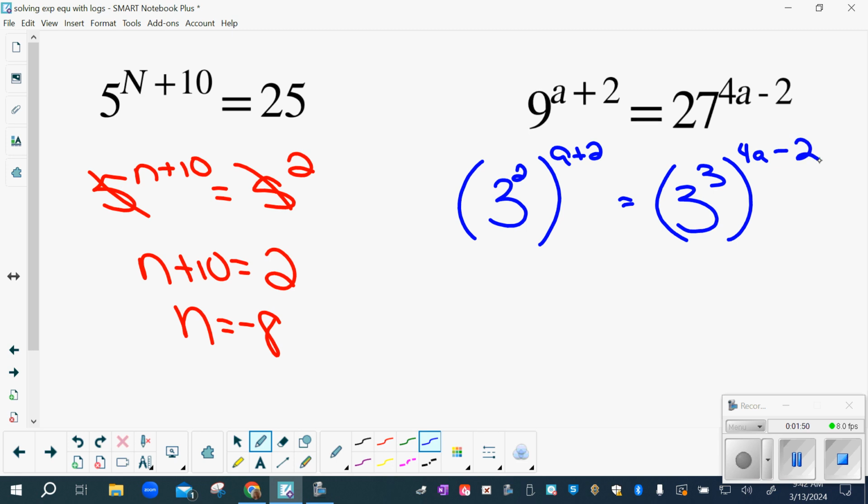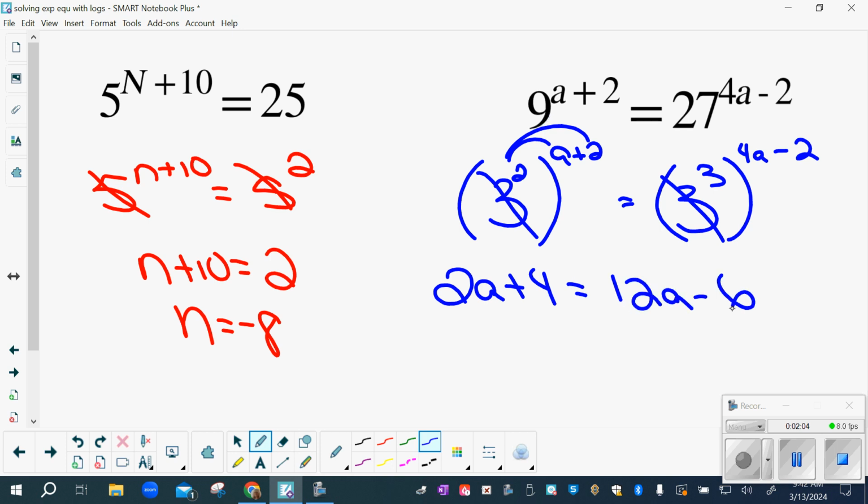So remember, look what I did. I got a common base. I'm going to cancel out those 3's, and I'm going to do a little bit of baby distribution. So I'm going to have 2a plus 4 equals 12a minus 6. I'm going to stop there because I'm lazy. I just wanted to remind you, we've done these problems already, and what we did is we found a common base. But today, we have a little bit of a problem.